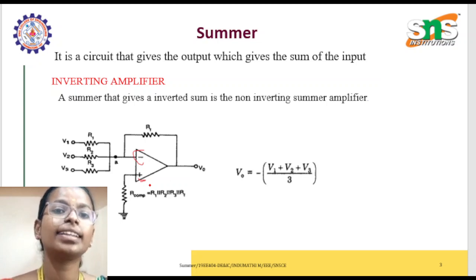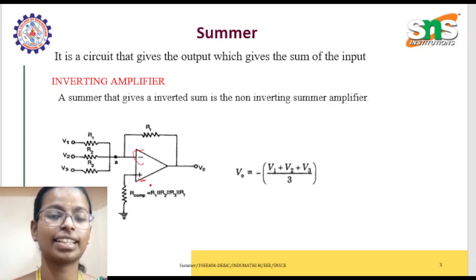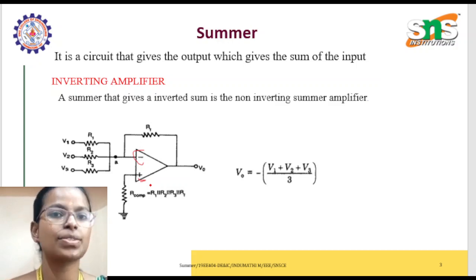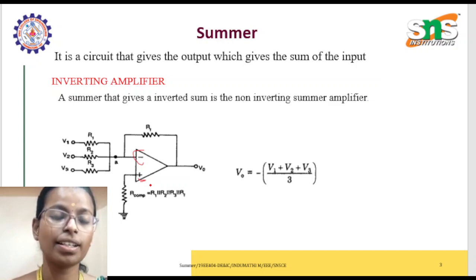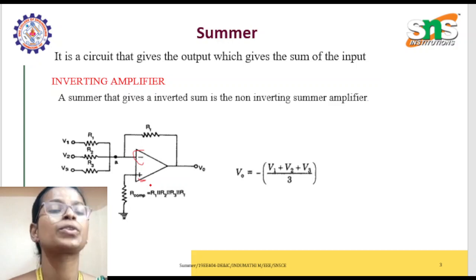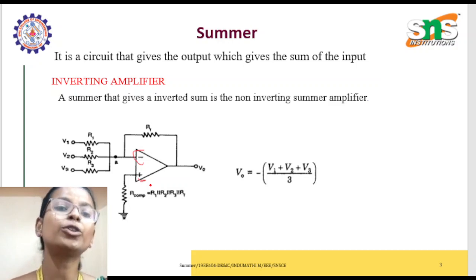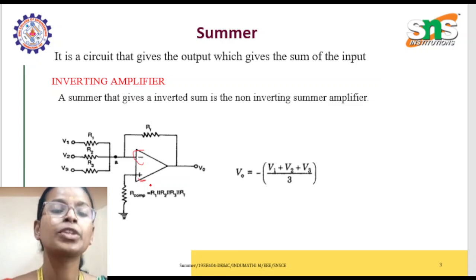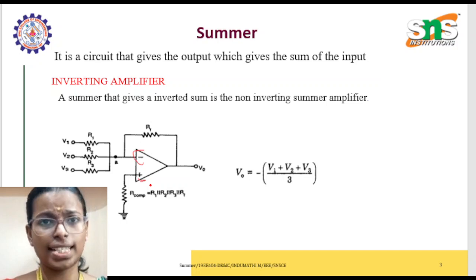Then there is a feedback resistor and a compensation resistor. The compensation resistor is used to avoid the bias current. I think we have explained this in previous videos. Normally the current between the inverting and non-inverting terminals should be 0, but because of manufacturing problems it cannot be ideal. Every electronic instrument cannot be ideal, so there will be some current. To avoid that bias current, we include a compensation resistor. So that's all for the inverting amplifier.